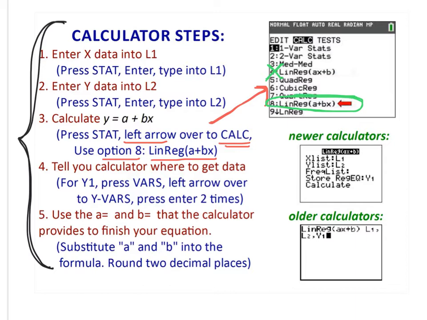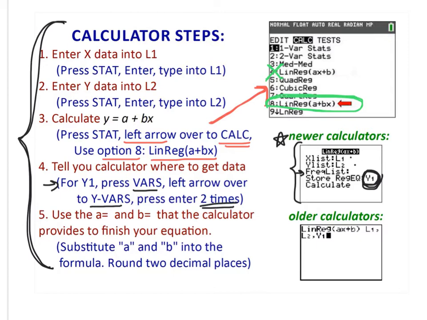So once you choose option 8, your calculator is going to give you one of 2 screens. If you have a new calculator, it's going to look something like this. The X list you're going to type in as L1. The Y list is L2. Leave the frequency blank, and then store it in Y1. Well, how do I find Y1? For Y1, press Vars, use the left arrow over to Y-Vars, then press enter 2 times, and that's going to store your equation in Y1, which is super important when we start graphing these.